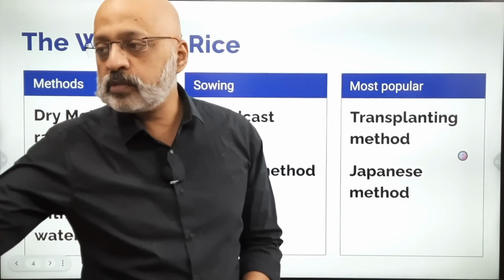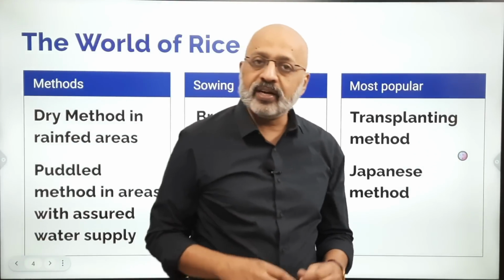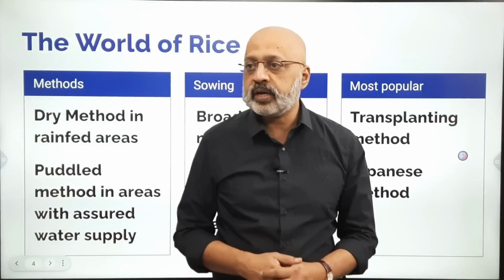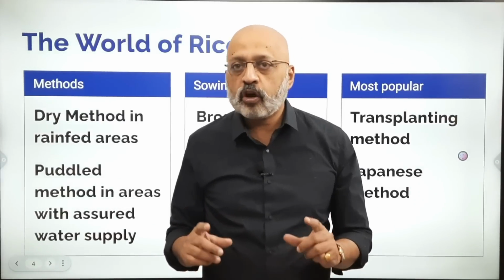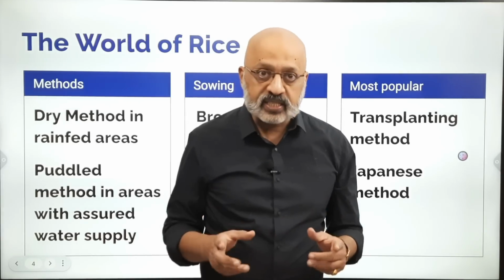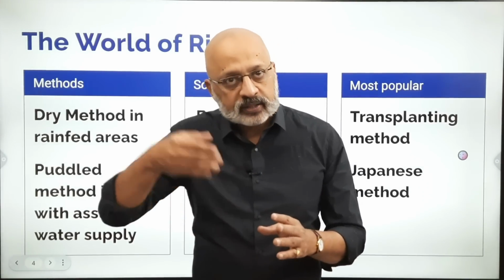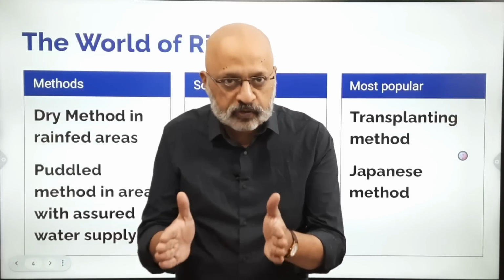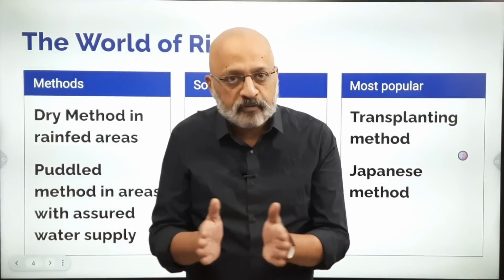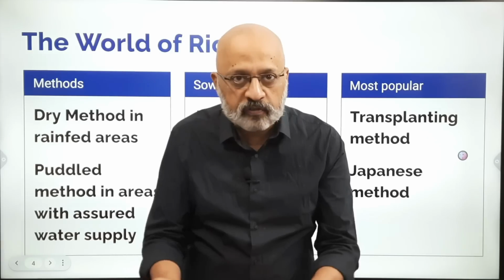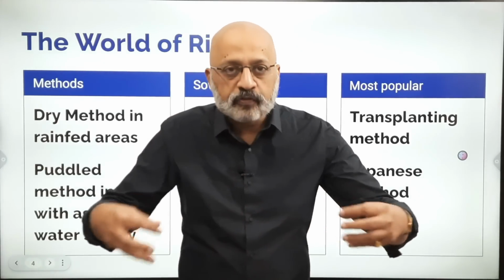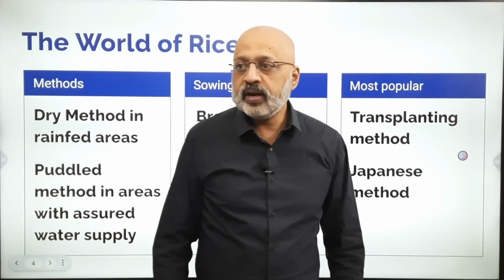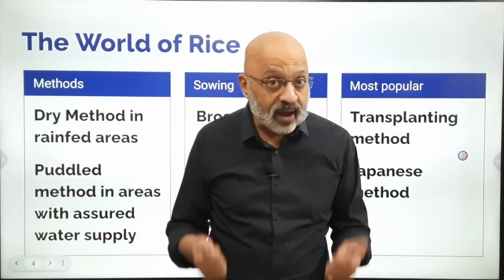There is also a Japanese method which was introduced in 1953, and it's an improved method of transplantation, and it's pretty popular in many countries. High yielding varieties of Japonica seeds are used, and rows of plants are fixed at a distance of about 25 centimeters. The distance between each plant is about 15 centimeters. So it helps the farmer to remove weeds. Whatever weed comes up in between, he can remove it. So it allows for a more systematic way of growing paddy in the field. And Japonica seeds give very high yield.